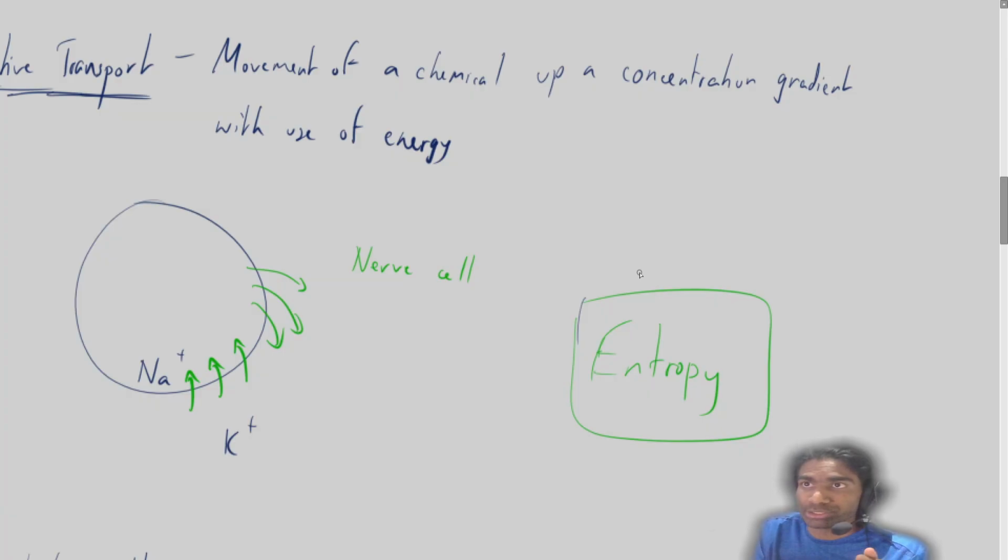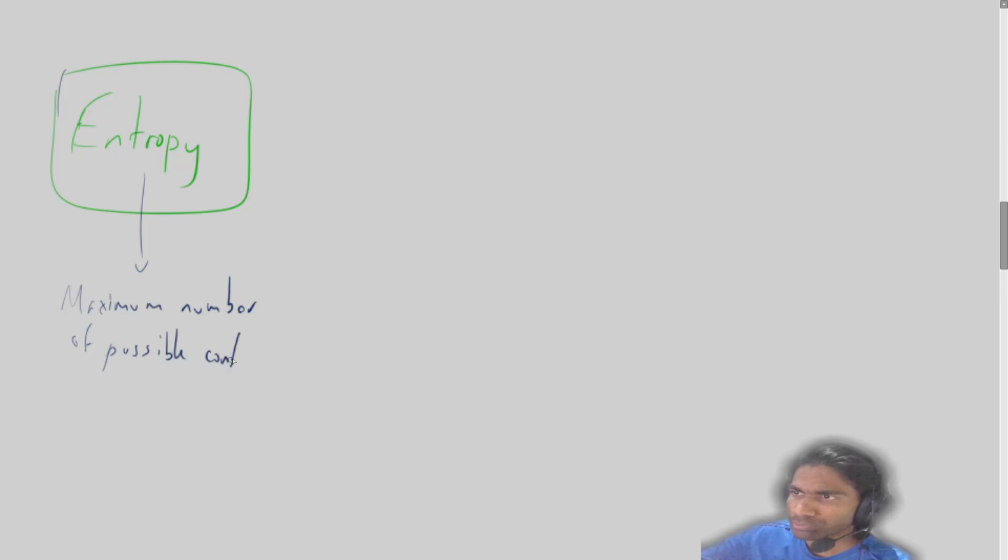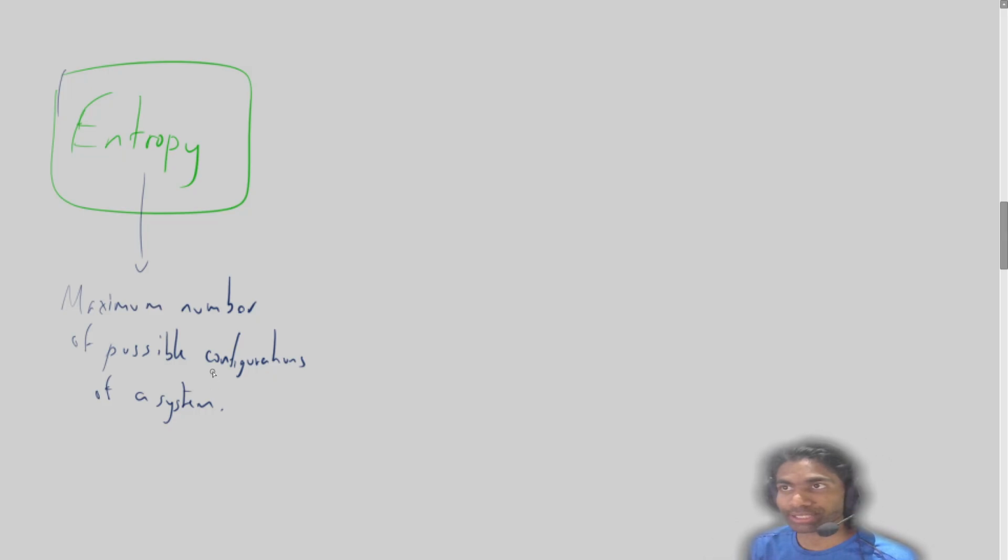Okay, so everything in the universe will always tend towards a system of higher entropy over time. That's just how it works, right? And if you're wondering what the formal definition of entropy is, you can think of this as the maximum number of possible configurations of a system.